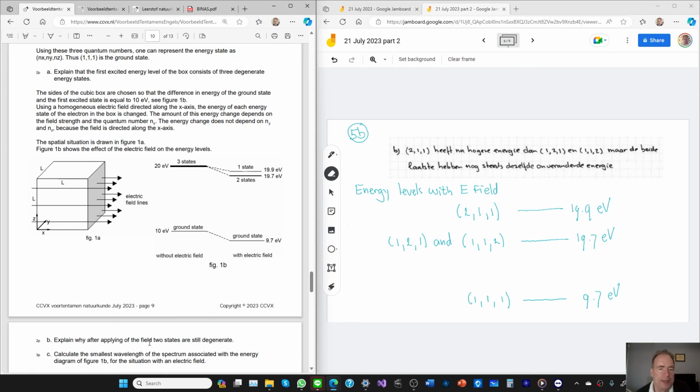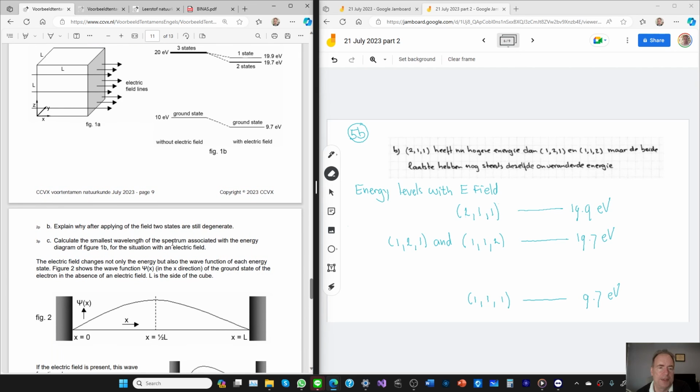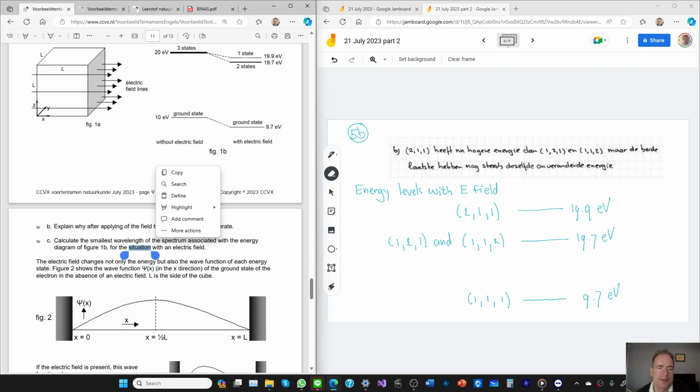Explain why after applying the field, two states are still degenerate. Well, that's basically what they say here: the energy change does not depend on Ny and Nz. Then calculate the smallest wavelength of the spectrum associated with the energy diagram of 1b for the situation with an electric field.